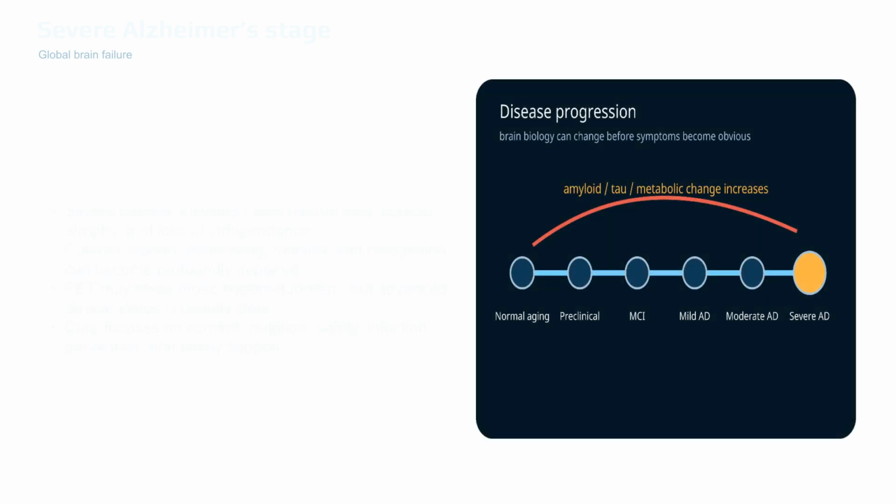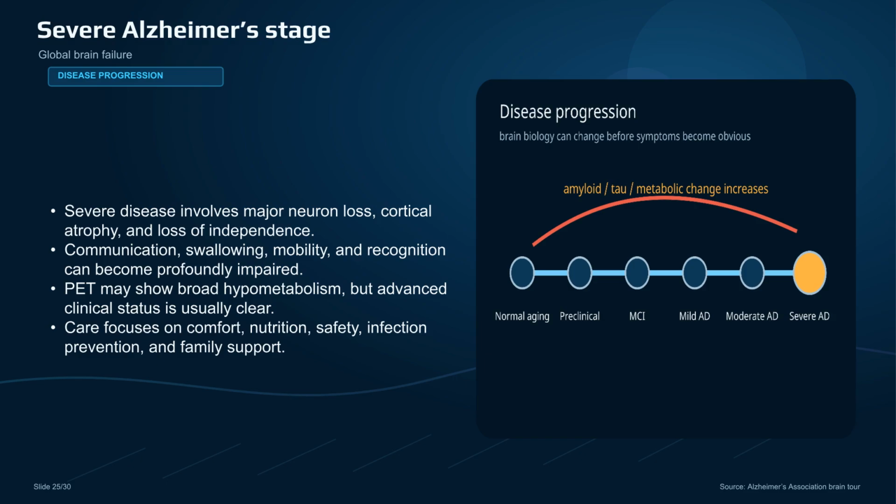Severe Alzheimer's involves major neuron loss and loss of independence, severely impairing communication and mobility. While PET may show broad hypometabolism, care focuses on comfort, safety, and family support.